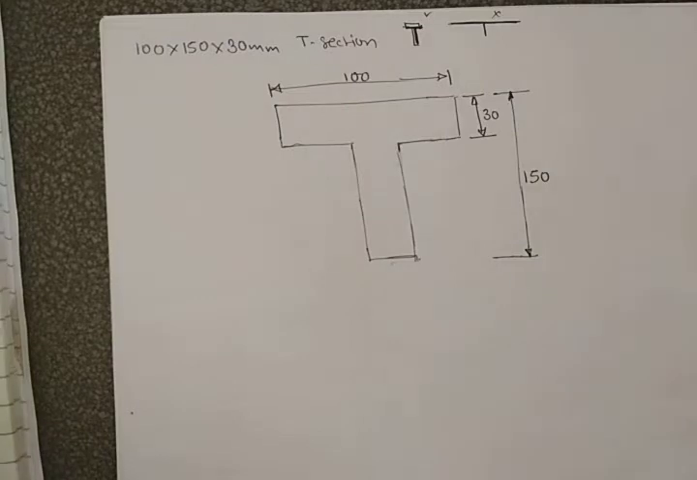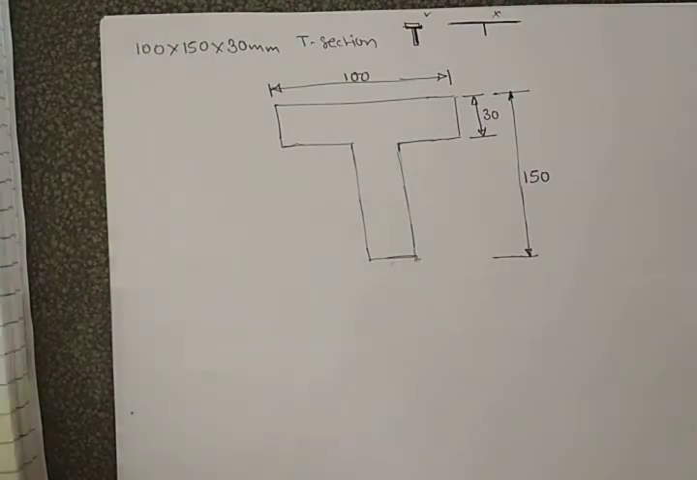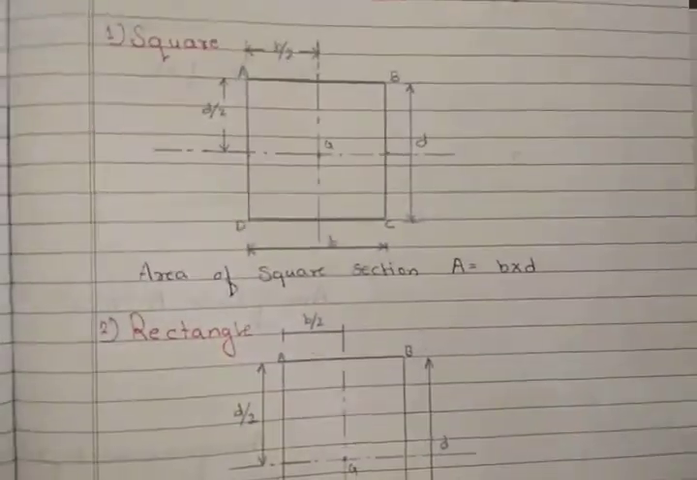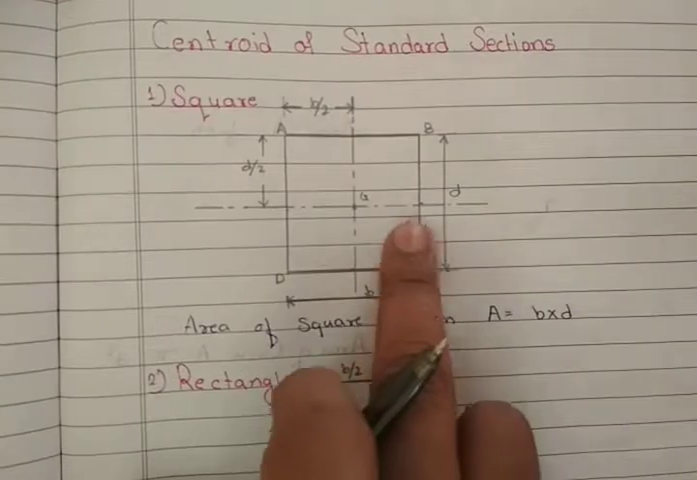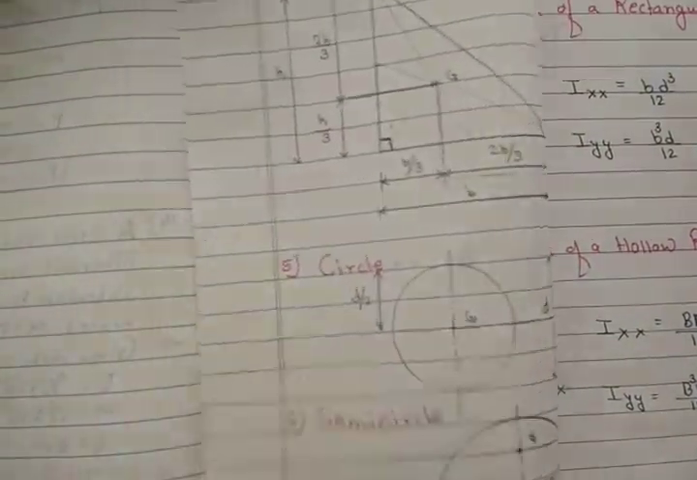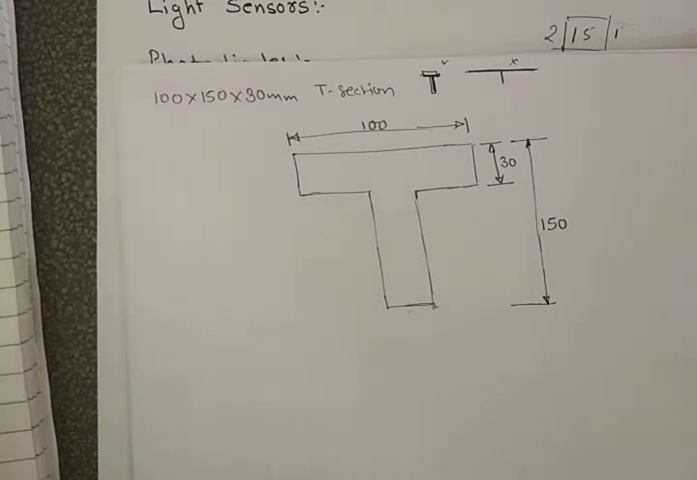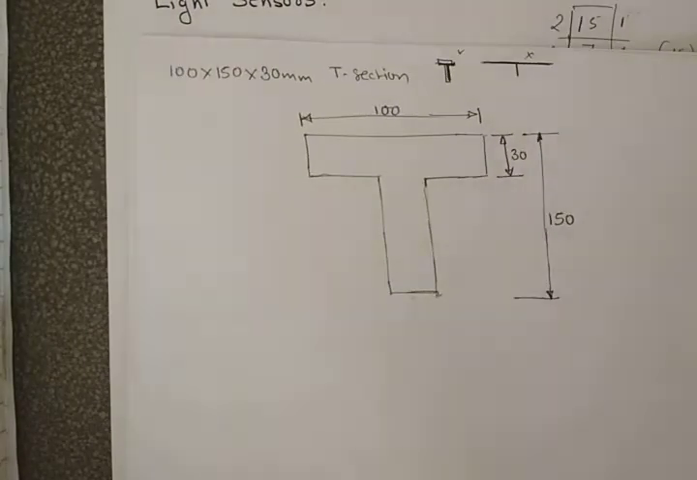Got it? Now what we have to understand from this figure: this is not a standard shape as we have seen in the last videos. The standard shapes are like a square, a rectangle, a triangle, a right angle triangle, a circle, a semicircle. All these are standard shapes. But if you see this T section, is it a standard shape? No, this is not a standard shape, but it is a combination of standard shapes. How is it a combination of standard shapes?